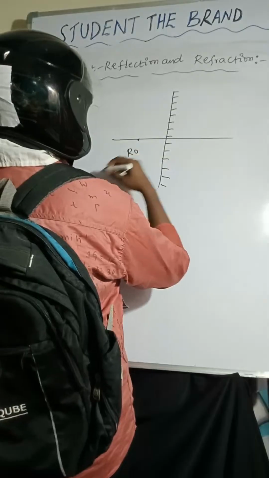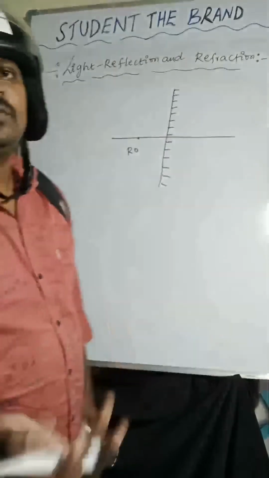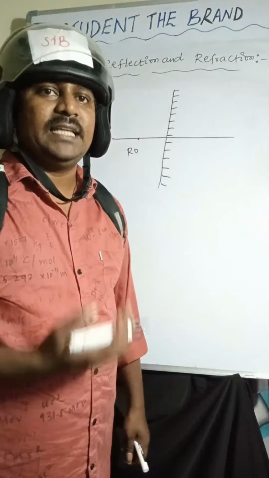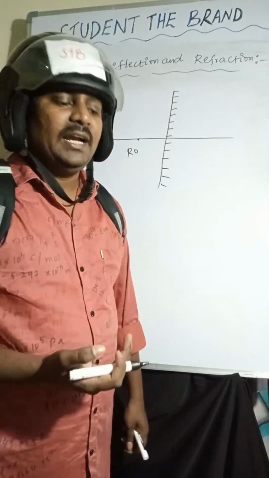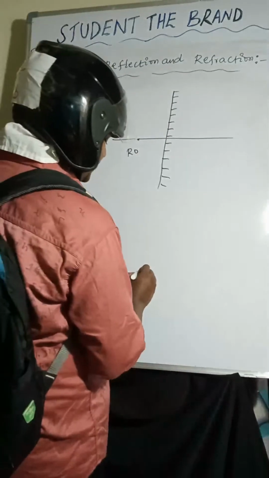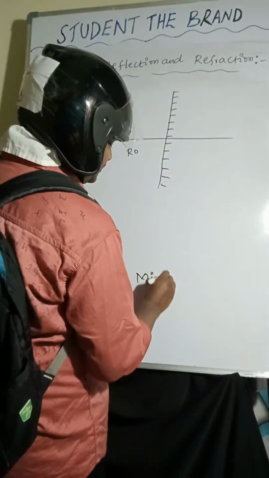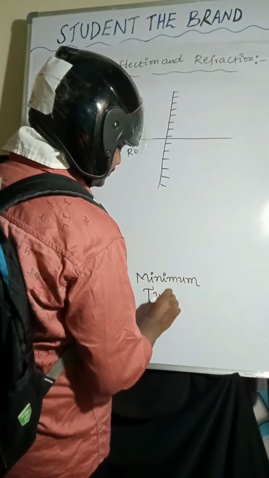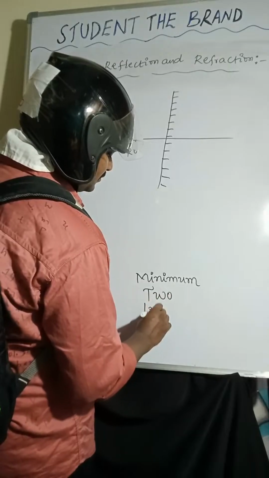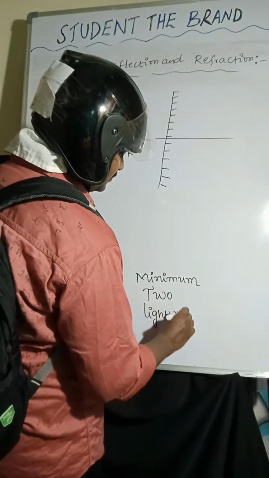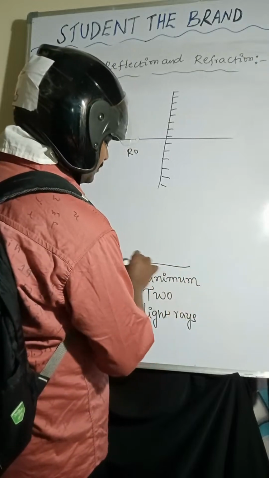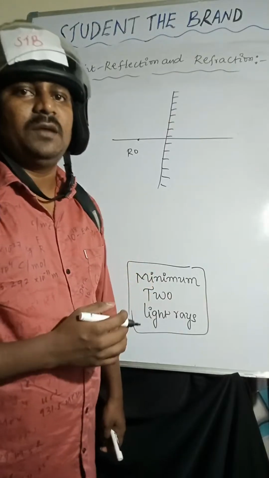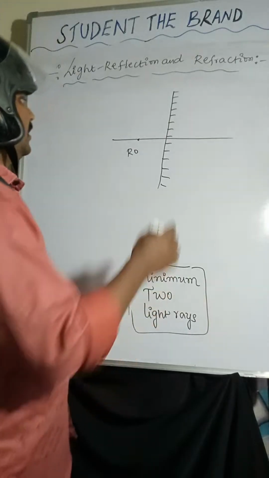It's a real object. So how many light rays are required to form the image of the object? Minimum 2 light rays are required to form the image of the object. Yes or no?